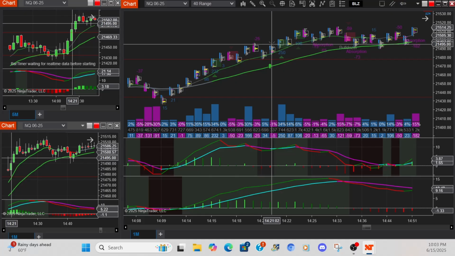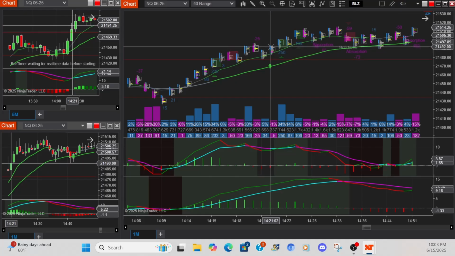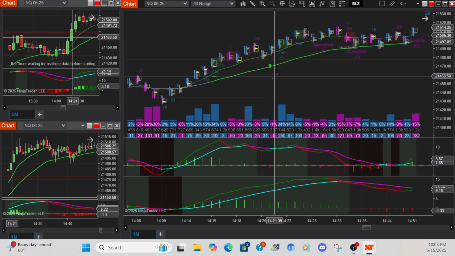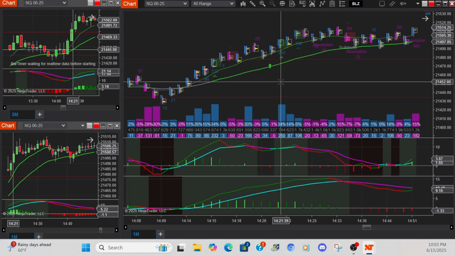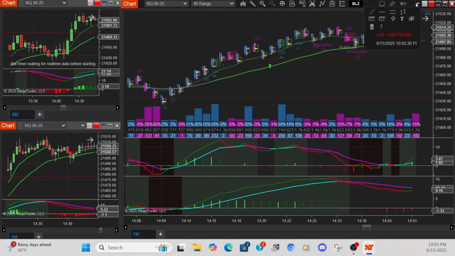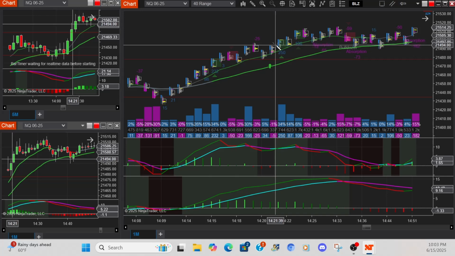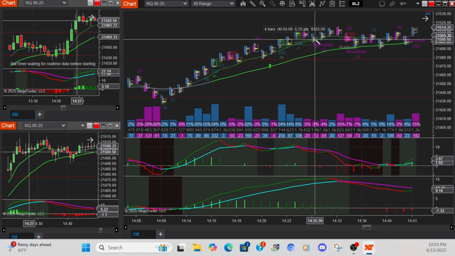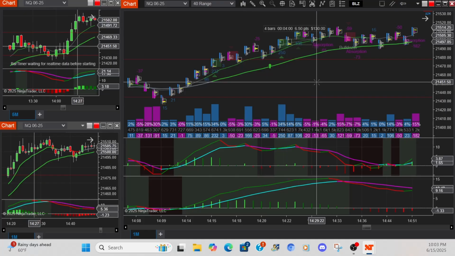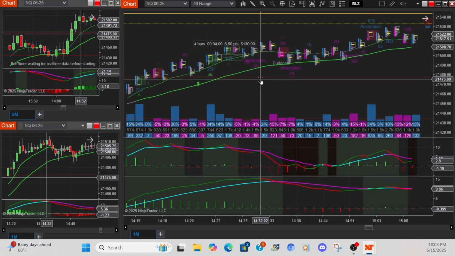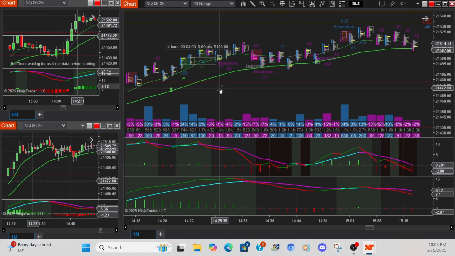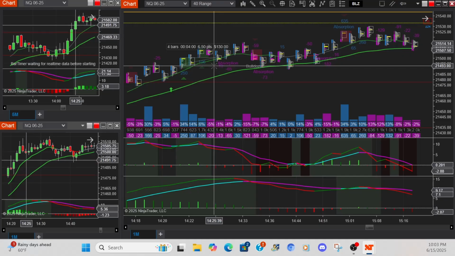We have all the momentum going to the upside, and we have confidence that right here, the buyers are in control. They're taking it over. The sellers tried to hold it down, and they couldn't do it. All right. So that's a good trade right here. Get in here, and 6.5 points, $130. Nothing crazy, but still a good trade.